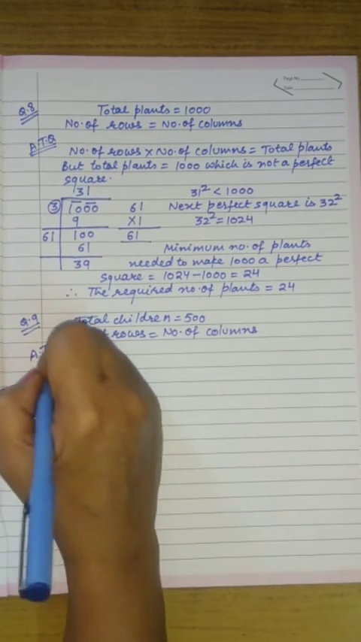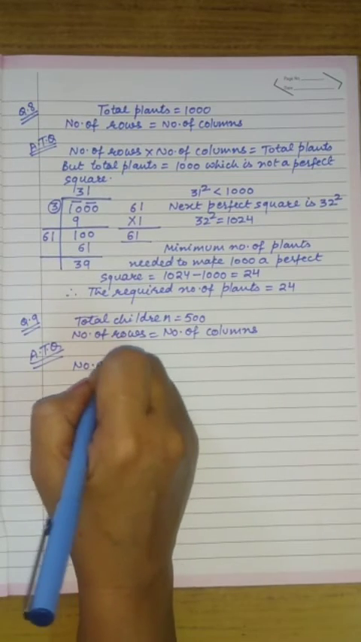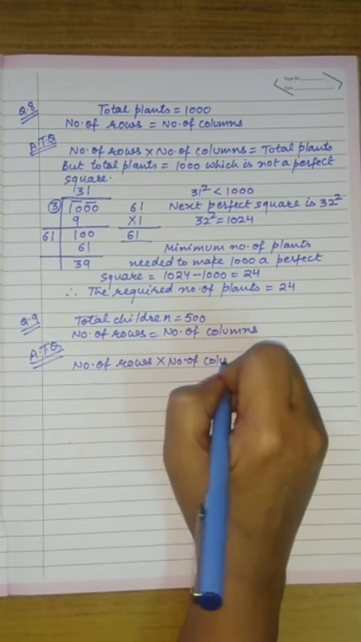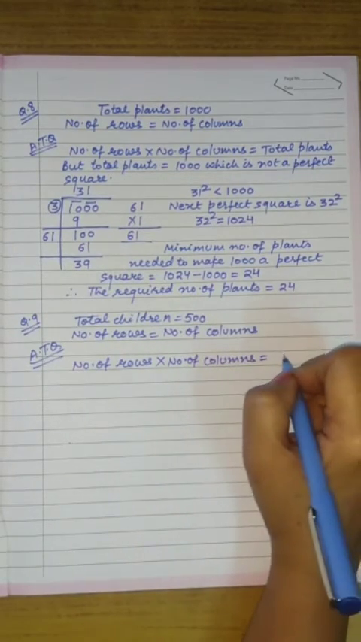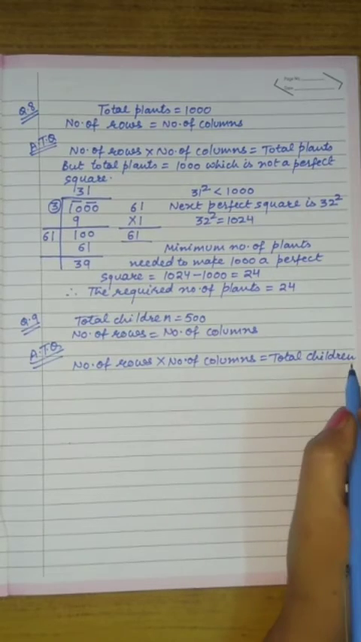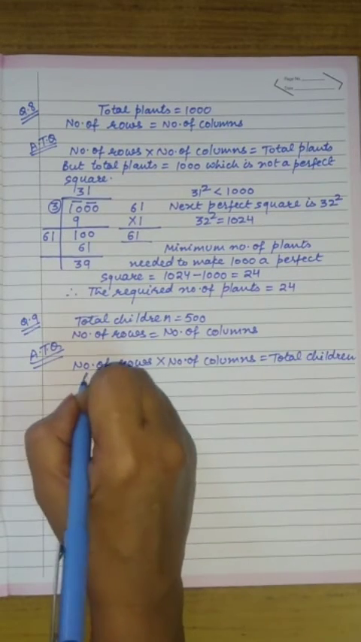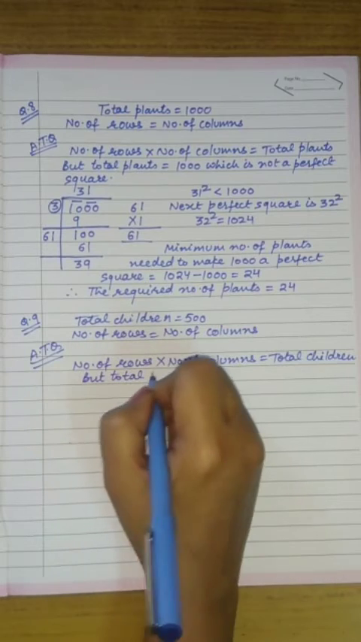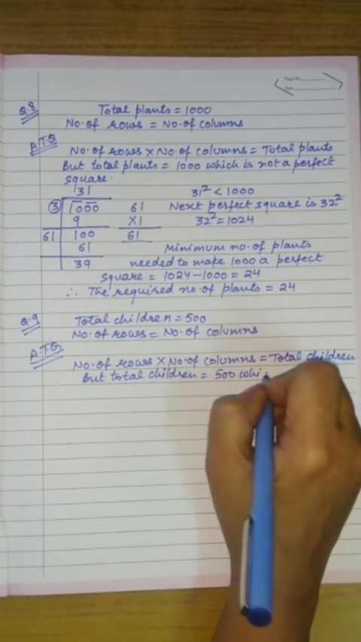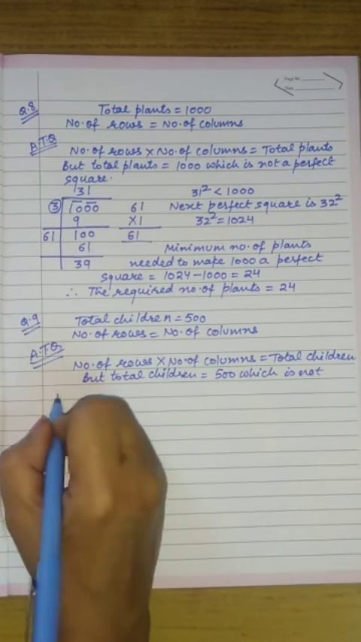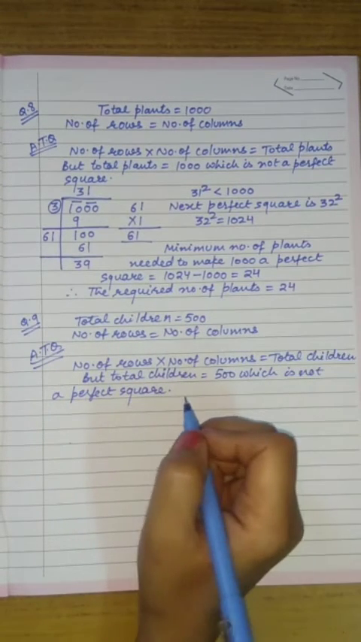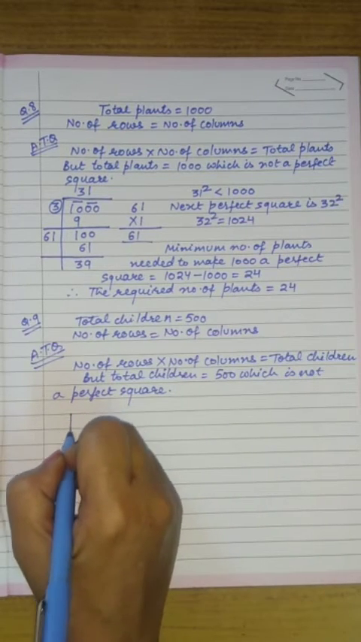Now according to the question, number of rows into number of columns should be equal to total children, and for this total children should be a perfect square, but total children are 500, which is not a perfect square. So first of all we will find the square root of 500.